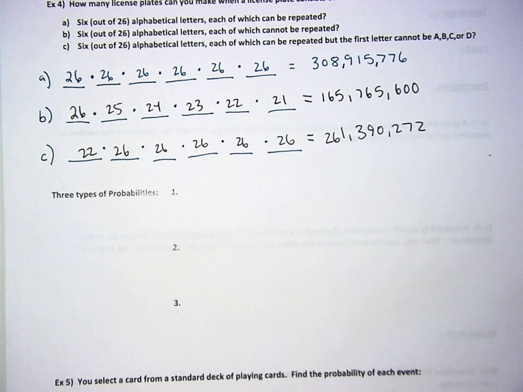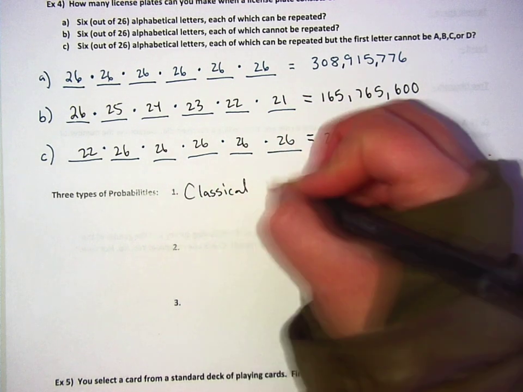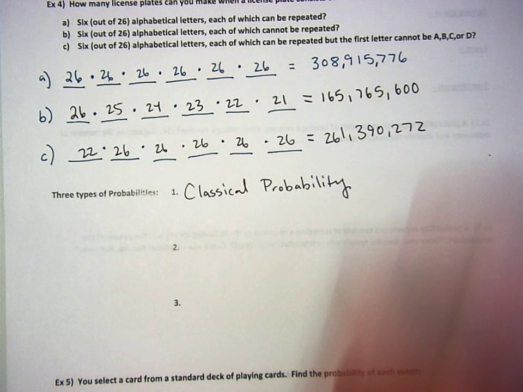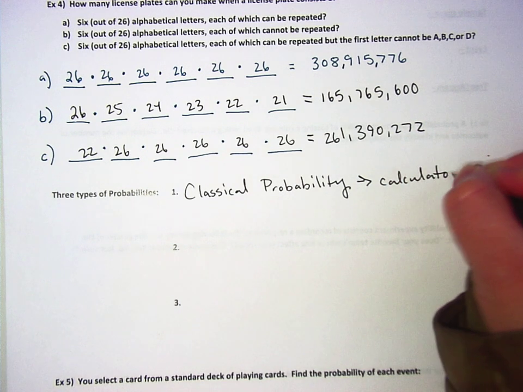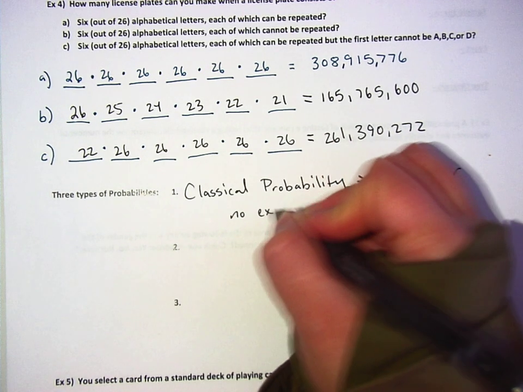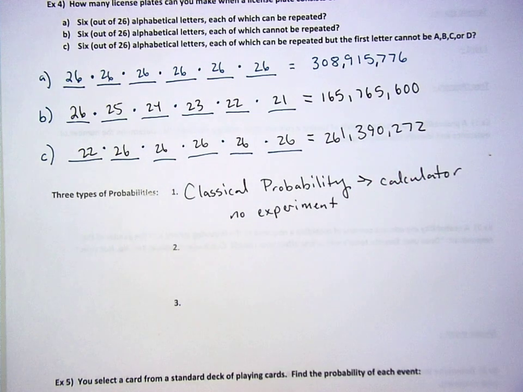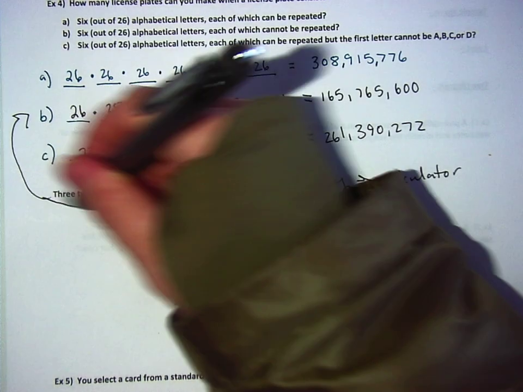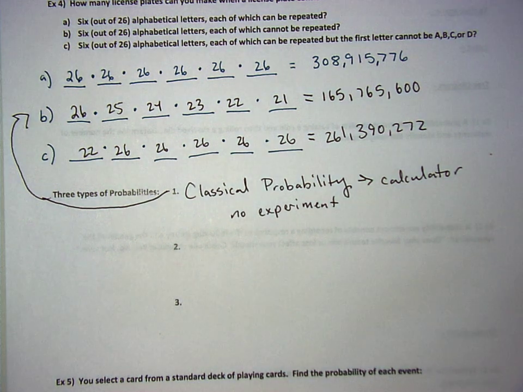Great. All right, so there are 3 kinds of probability. One is called classical probability. This can be done with a calculator and no experiment. Like this one, A, B, and C from the last problem, that's called classical probability.